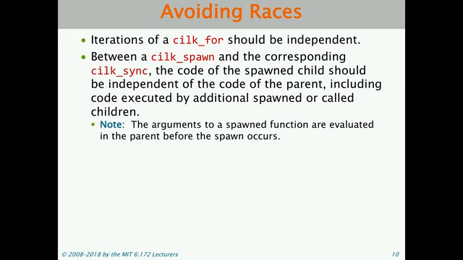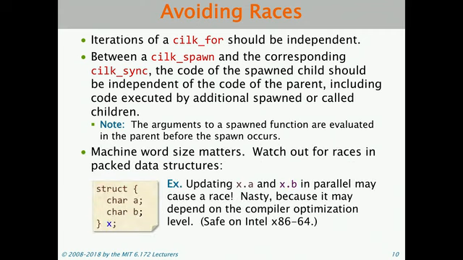One thing to note is that the arguments to a spawn function are evaluated in the parent before the spawn actually occurs. So you can't get a race in the argument evaluation because the parent is going to evaluate these arguments, and there's basically only one thread that's doing this. So it's fine. And another thing to note is that the machine word size matters.